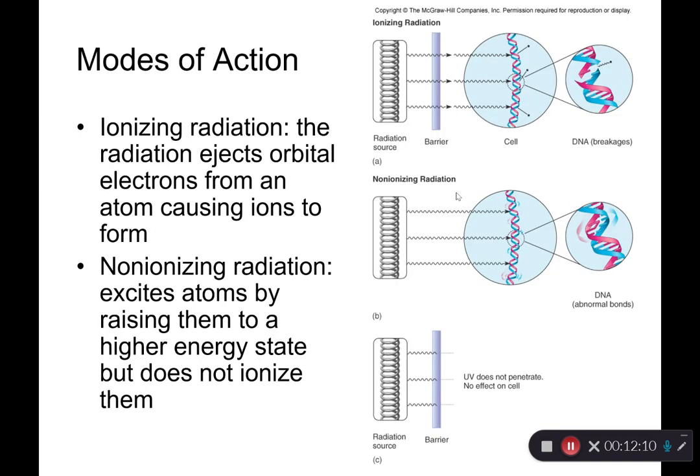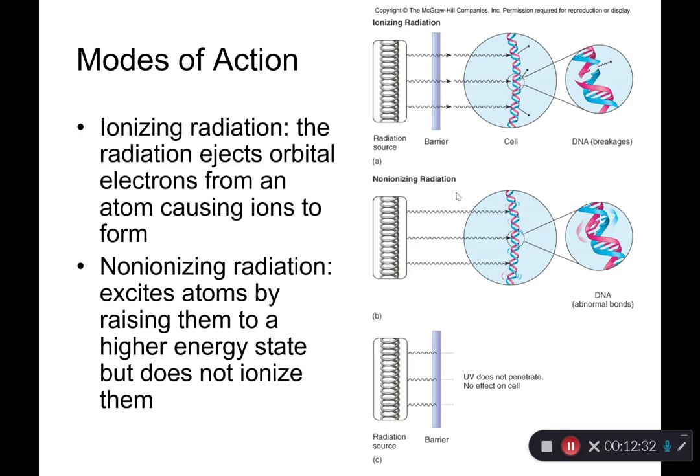So we're going to talk about modes of action. And for whatever reason, this tends to be the most difficult part of this chapter for students to comprehend. Ionizing radiation breaks chemical bonds. Non-ionizing radiation causes abnormal bonds to form. So they're really doing the opposite thing.